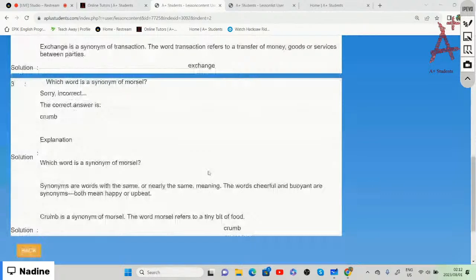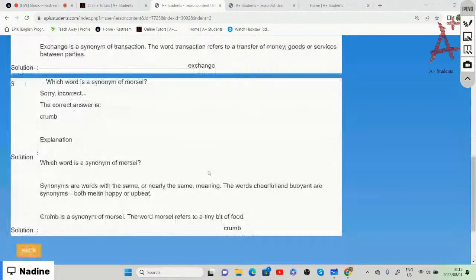All right. So once again, synonyms are words with the same or nearly the same meaning. And we made an example of the word cheerful. Cheerful and buoyant are synonyms, and both of these words mean either happy or upbeat, right? So synonyms are words with the same or nearly the same meaning.